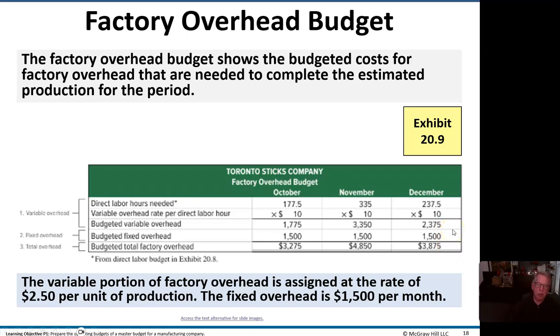So the variable portion of factory overhead is assigned at a rate of $2.50 per unit of production. That $2.50, as I think you can see, takes this $10 and divides it by 4, because our labor is a quarter of an hour per unit. And then the fixed overhead is $1,500 per month.